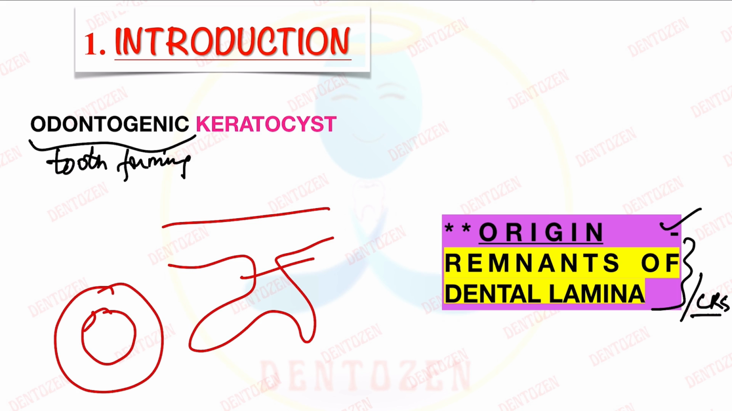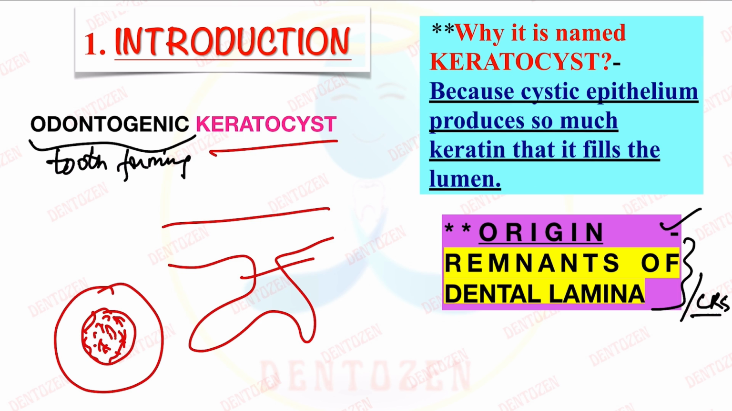Now in this cyst, the epithelial surface produces lot of keratin and the entire lumen gets filled with the keratin. That's why keratocyst. Here is your next question. Why it is named keratocyst? Because cystic epithelium produces so much keratin that fills the lumen.